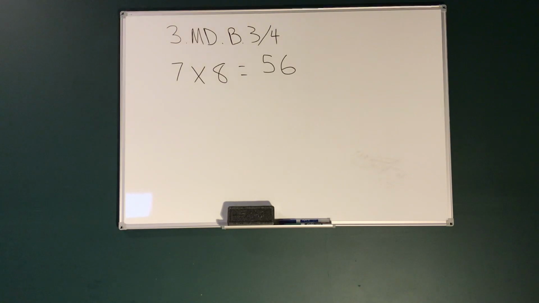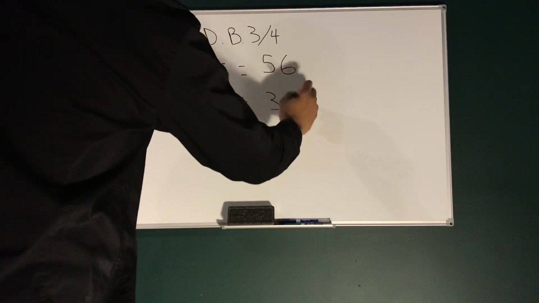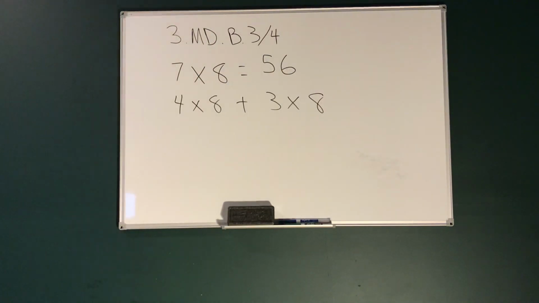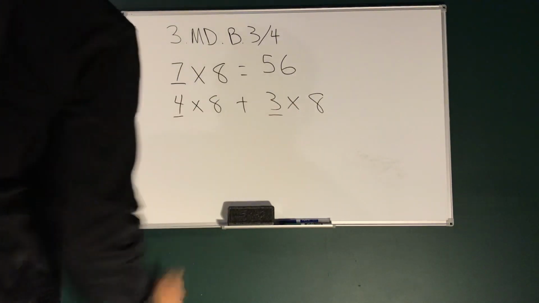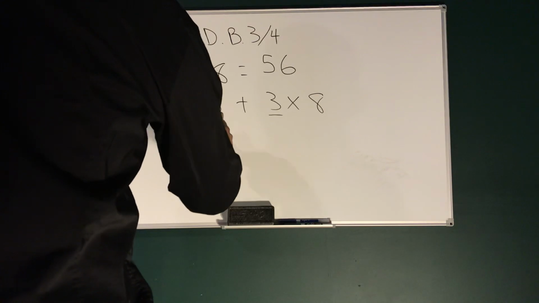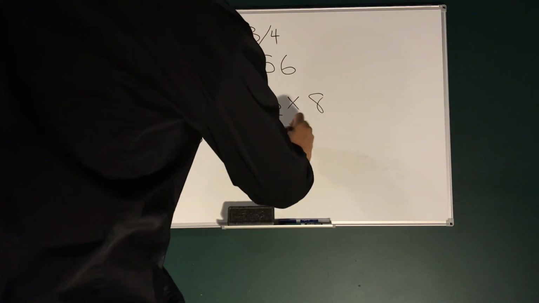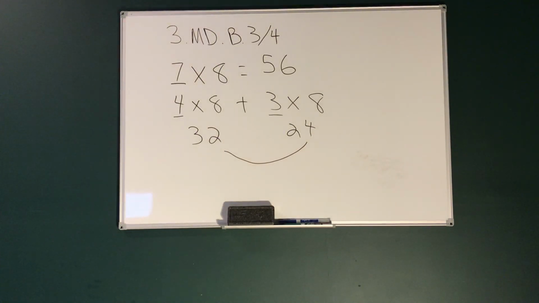Now, if we didn't know our 7s or our 8s, we can use the associative property to help us solve this problem. So instead of doing 7 times 8, I could do 4 times 8 plus 3 times 8. And you might ask, well, where did that 3 and that 4 come from? Well, if you look at the 7 here, we just broke the 7 down into two factors. 4 plus 3 gives us 7. So notice 4 times 8 gives us 32. 3 times 8 gives us 24. We combine those two products together and we end up with 56.